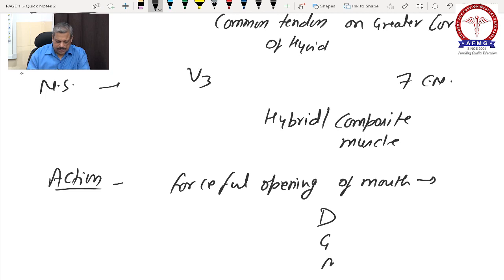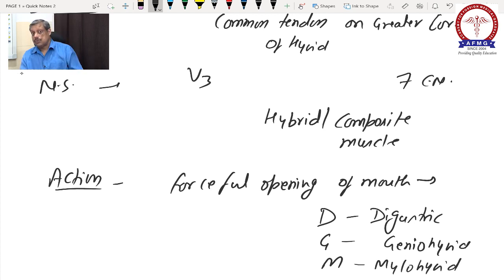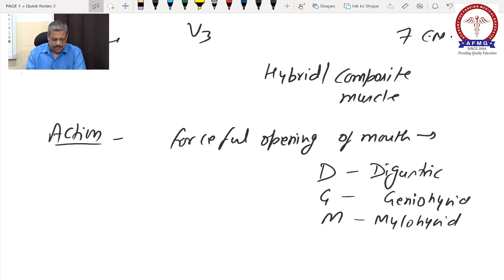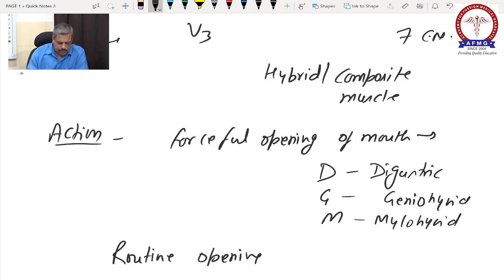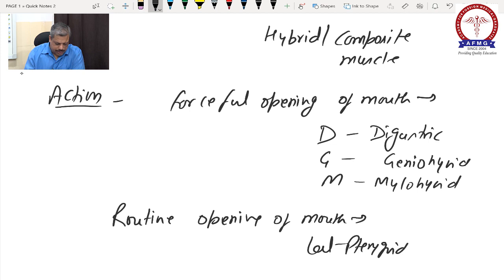Forceful opening of the mouth is done by 3 muscles. Their names are DGM: DD for digastric, G for geniohyoid, and MM for mylohyoid. These 3 muscles cause forceful opening of the mouth. All 3 are suprahyoid muscles, while routine opening of the mouth is done by the lateral pterygoid muscle.